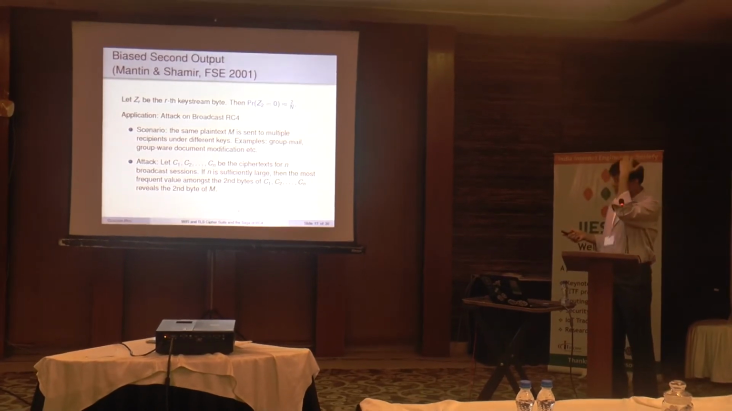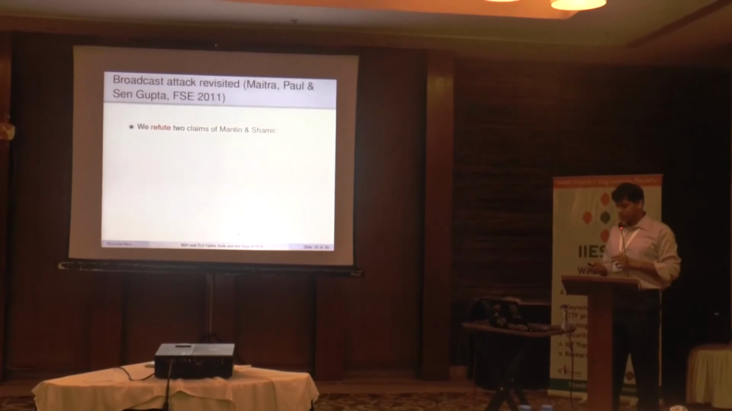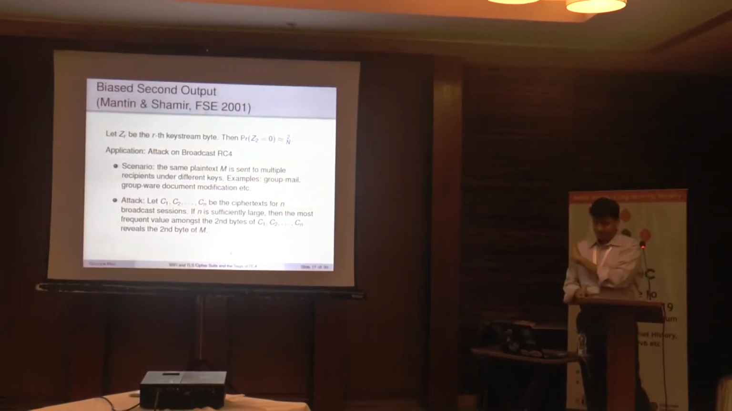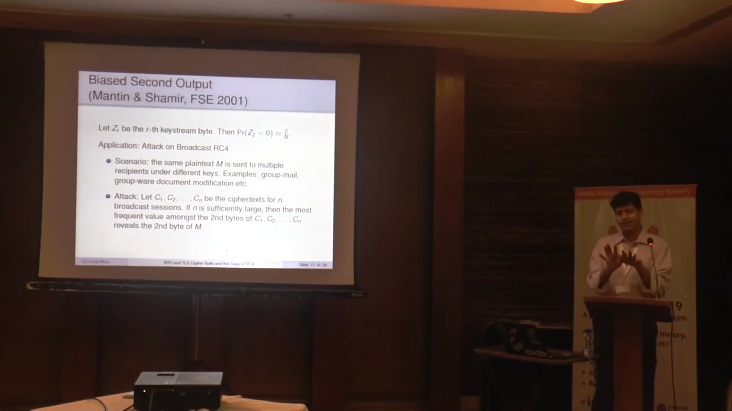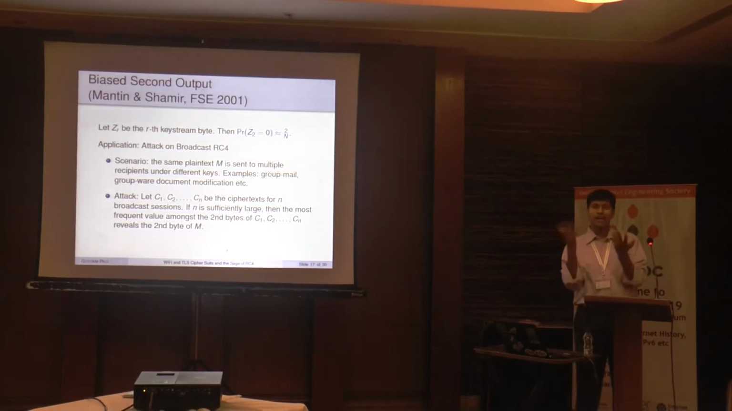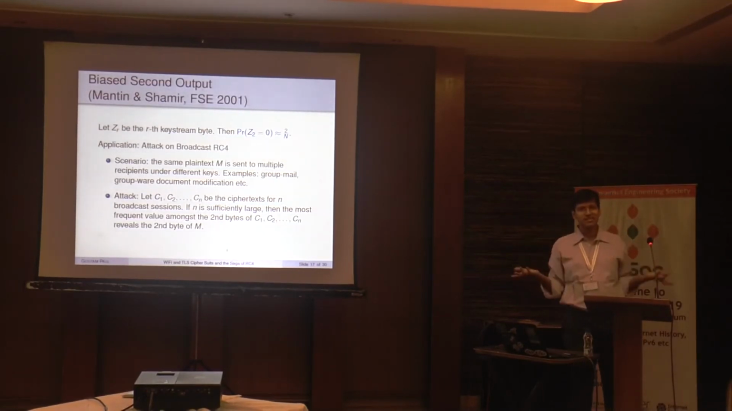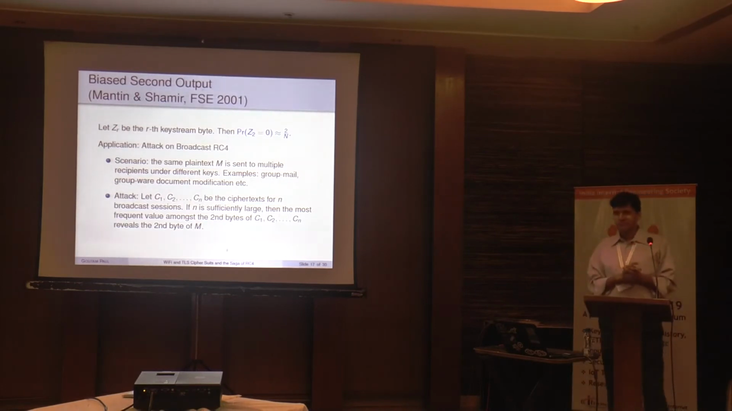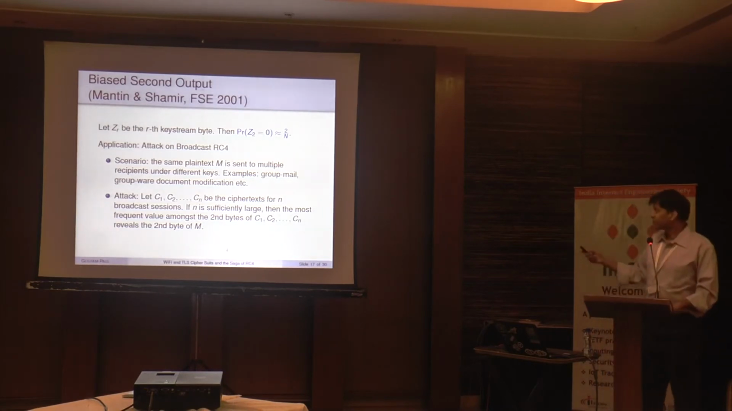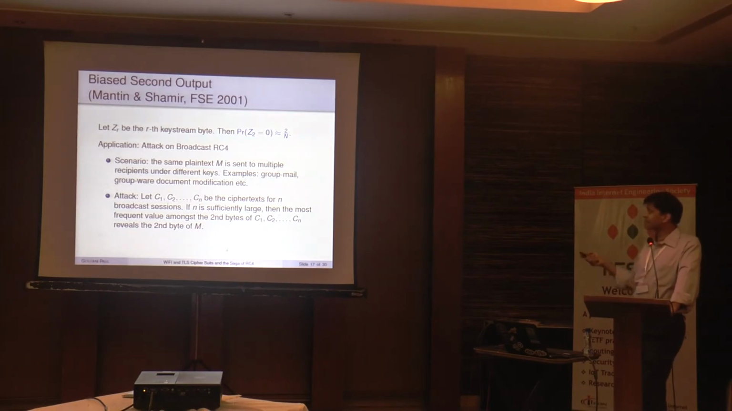Now this was done in 2001. What we showed in 2011: the second byte you can decrypt, but what happens to the other bytes? If I have a 256-byte message, a 256-byte packet, you have many bytes not deciphered by that attack. So what Mantin and Shamir claimed is that this bias is typically in the second byte, and this bias does not exist in the other bytes, so it cannot be exploited.